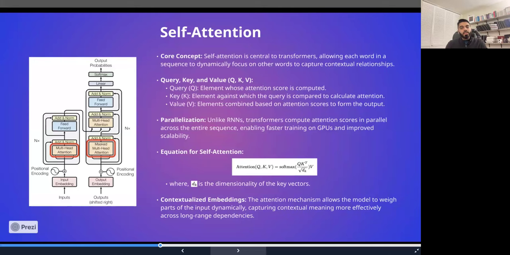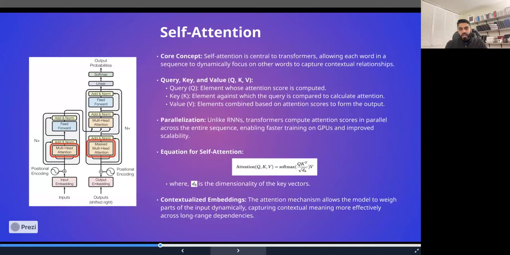So the way the query, key, and value abstractions are learned during the transformer architecture is all guided by this particular loss function, which is essentially next token prediction. And one of the biggest advantages here with self-attention is parallelization. Now, you guys learned about RNNs in the last lecture, and the biggest issue with RNNs was that they weren't parallelizable, right? But with transformers, you can compute a lot of these attention scores in parallel across the entire sequence, which essentially enables faster training on GPUs and improved scalability.